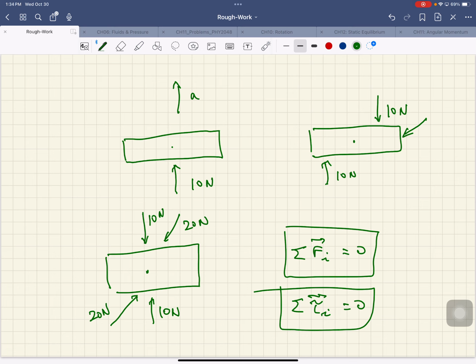So now, can you tell me where would I need to apply this force to ensure that it's in equilibrium? You need the second one going right and up. How about now? Now the sum of the forces is 0 and the sum of the torques is 0 as well. And now it will be in equilibrium. So those are the two conditions you need for static equilibrium. And that's what the first part of the chapter is about.